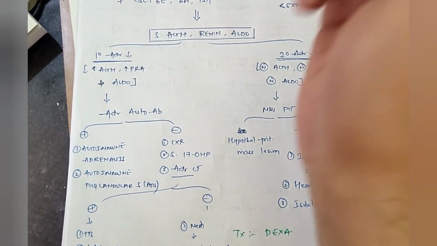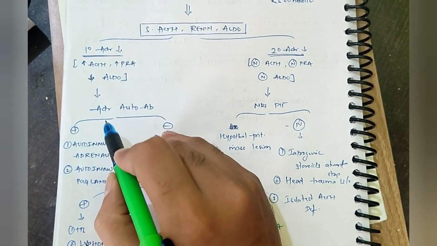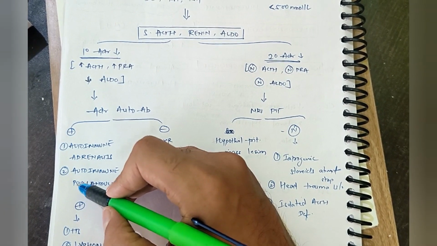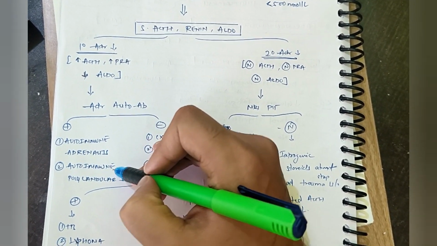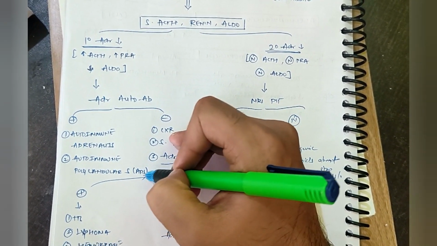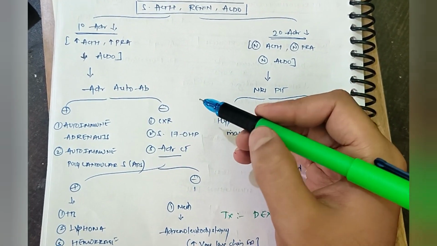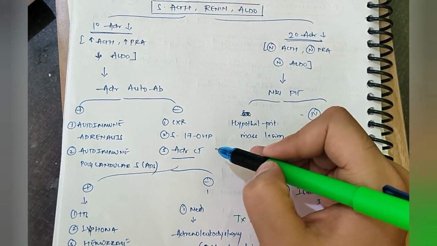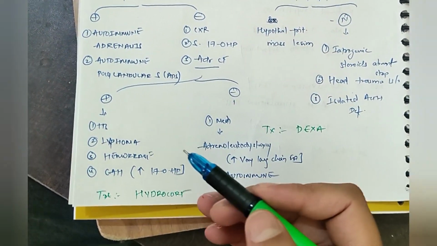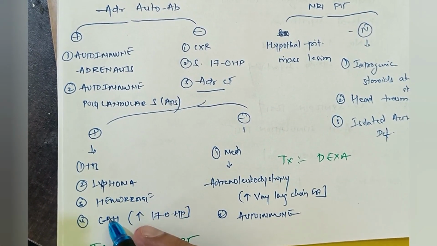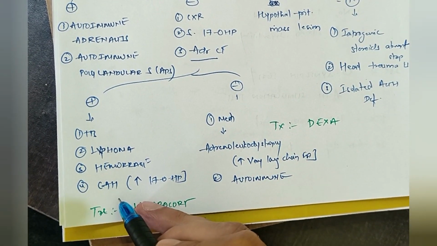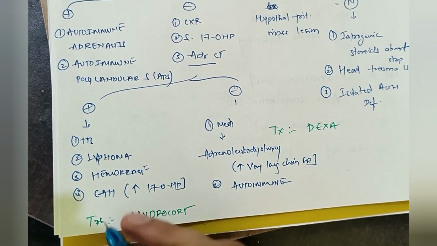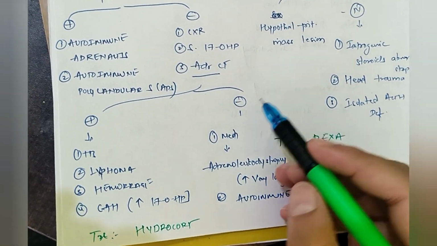So in primary, you then have to look for adrenal autoantibodies. If positive, then we make a diagnosis of autoimmune adrenalitis or autoimmune polyglandular syndrome, that is APS. If negative, you have to look for other causes with chest X-ray, serum 17-OHP enzyme, adrenal CT. If something comes out positive, it can be tuberculosis, lymphoma infiltration, hemorrhage, or congenital adrenal hyperplasia, in which there will be increased levels of 17-OHP. The treatment becomes hydrocort tablet.